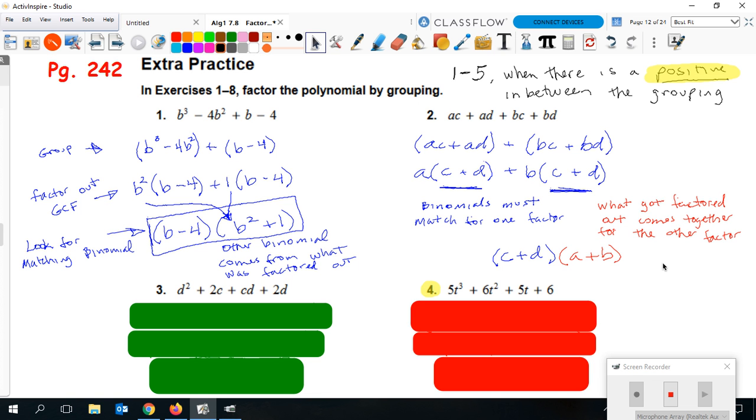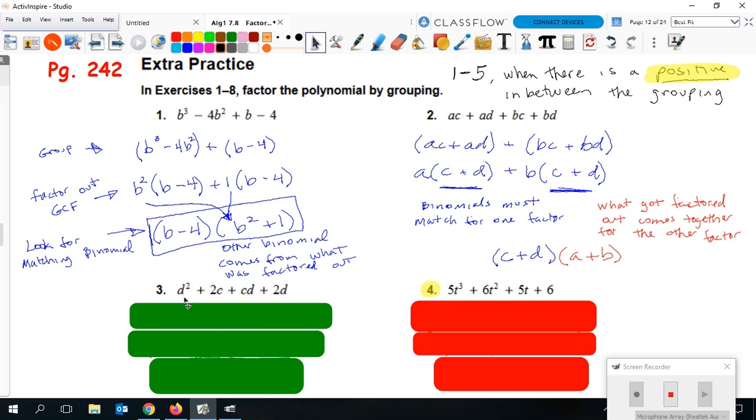So it doesn't have to be very difficult or very hard to do. Our answer there is just those two binomials. Even the order doesn't have to be this order. We could do A plus B first, then C plus D second. All right, let's look at number 3, and then I'll have you try number 4 on your own.